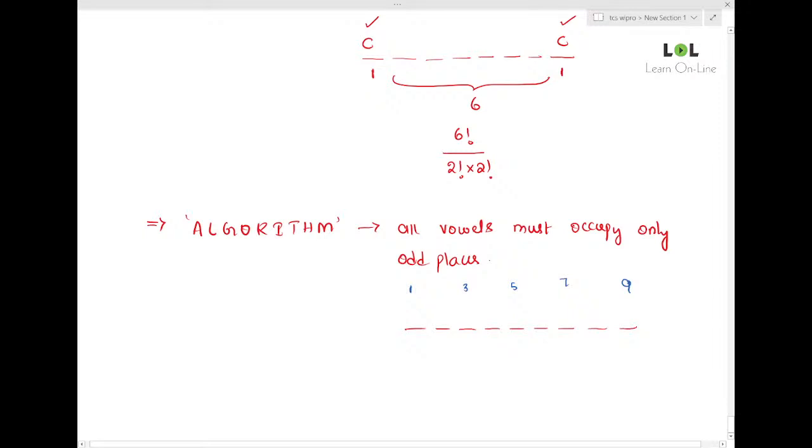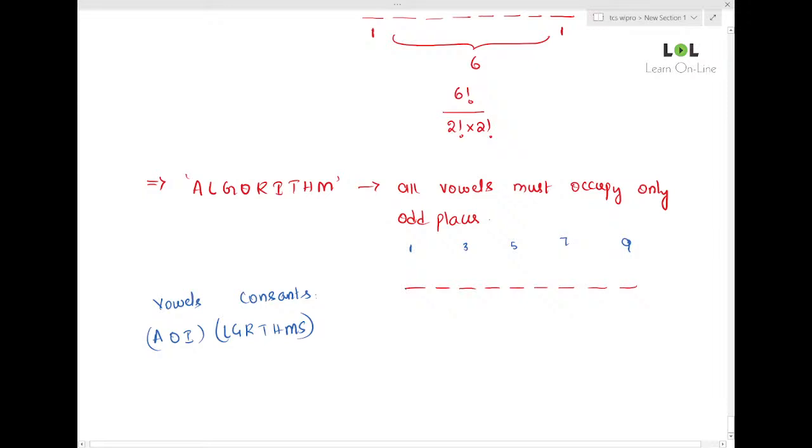So what do we do? Observe this carefully. Which are the vowels? A, O, I. Agree? How do we arrange them? Rest are consonants. Now we don't have any condition on consonants, but on the vowels, they must occupy only the odd places. So what do we do? Observe carefully.